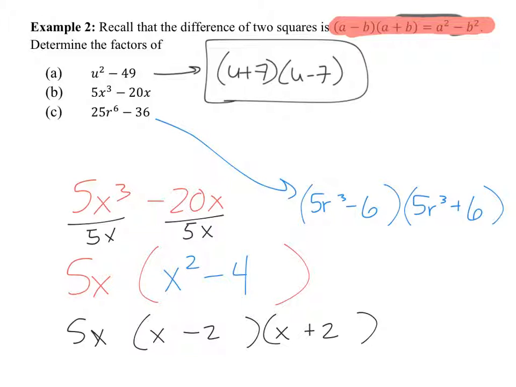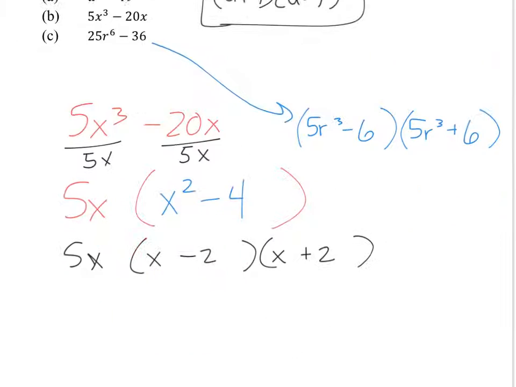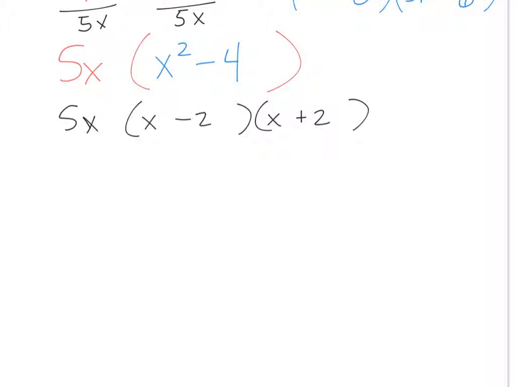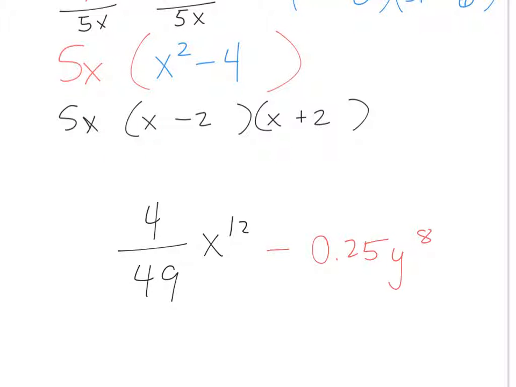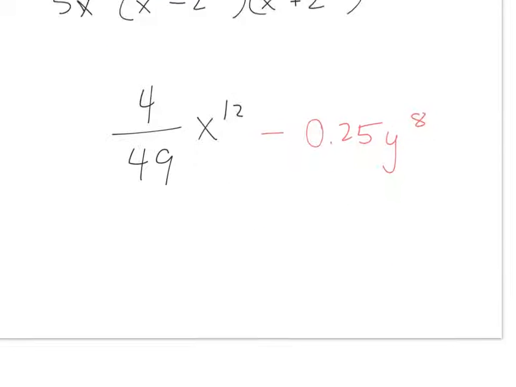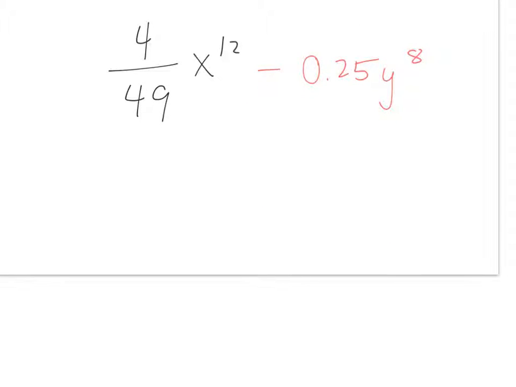Can I give you guys a more challenging one? Let's see how you can do. Let's say we've got 4 over 49 x to the 12th minus 0.25 y to the 8th. Let's try and factor this one, please. 4/49 x to the 12th minus 0.25 y to the 8th.